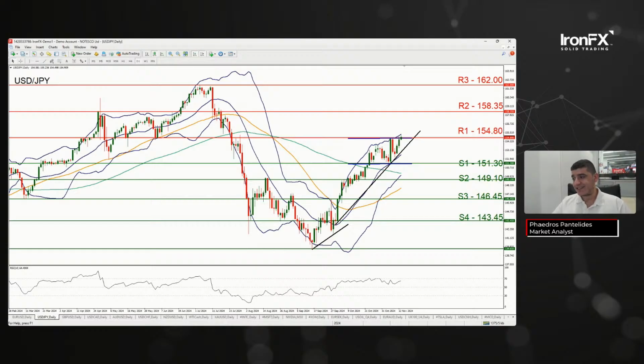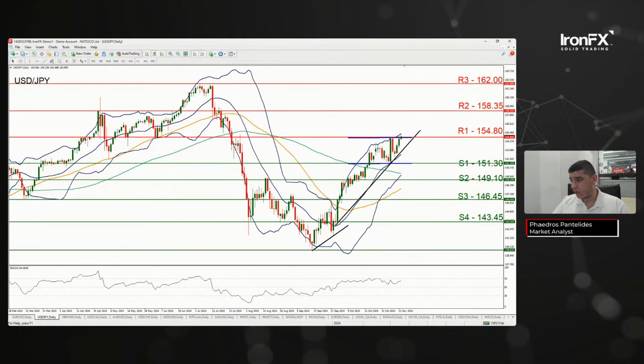Now, if today's candlestick does not close above R1, and then we see a retracement, let's say on Thursday and Friday, then we could opt for a sideways bias between S1 and R1, which are clearly defined on the right hand of your screens. So S1, 151.30, as you can see by my cursor. And then we have S2 at 149.10, S3 146.45, S4 at 143.45.